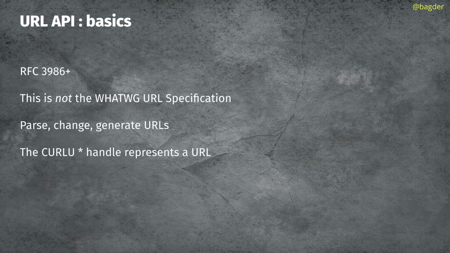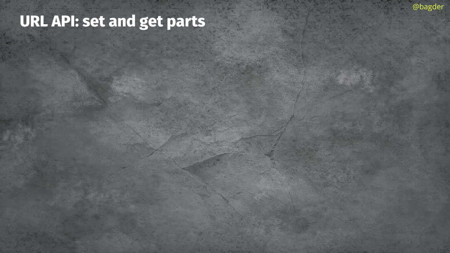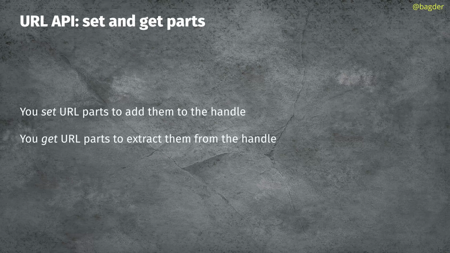Then we have this curl U handle that represents a URL in the same style. It's another opaque handle. It'll just be a handle to a URL. You create one of these URL handles with the function curl URL. Crazy name, right? You can also duplicate one of those URL handles. So basically, you set URL parts to a handle if you want to add them to the handle, and you can get URL parts. You follow pretty much the same style of API and approach as I talked to you about for the easy interface.